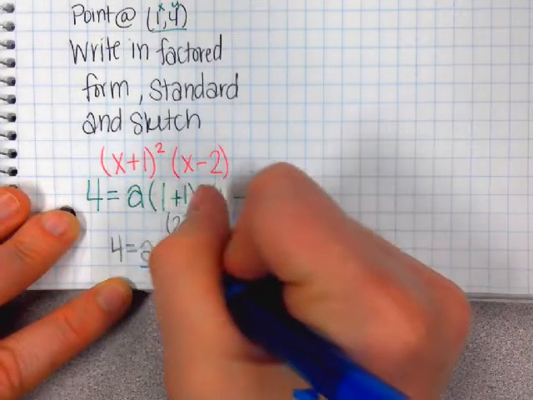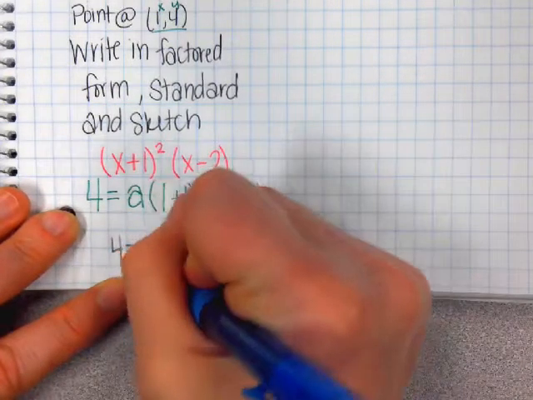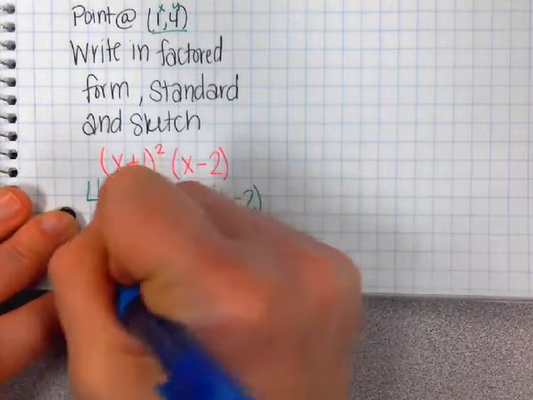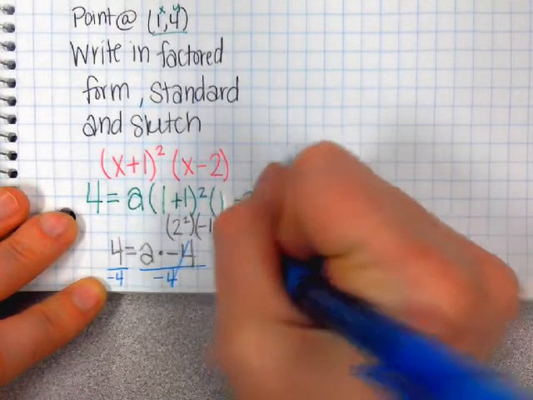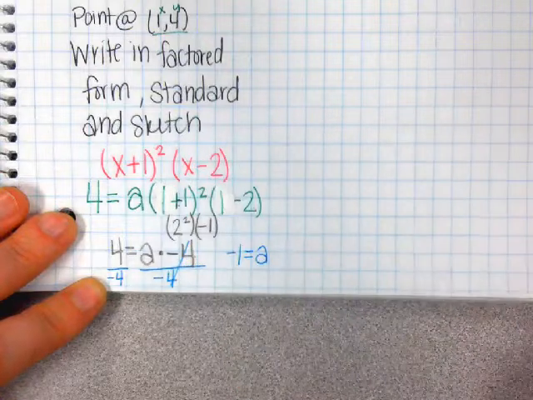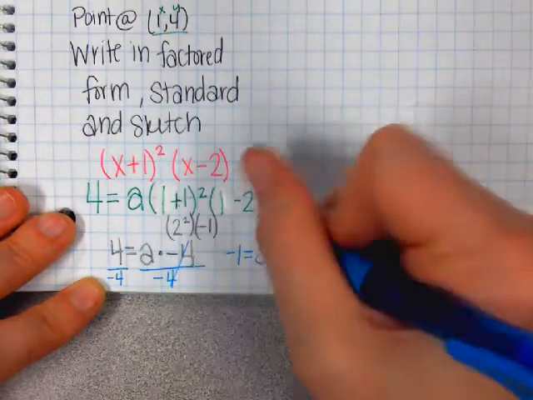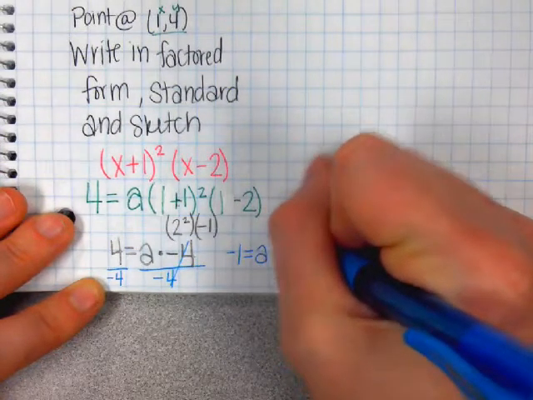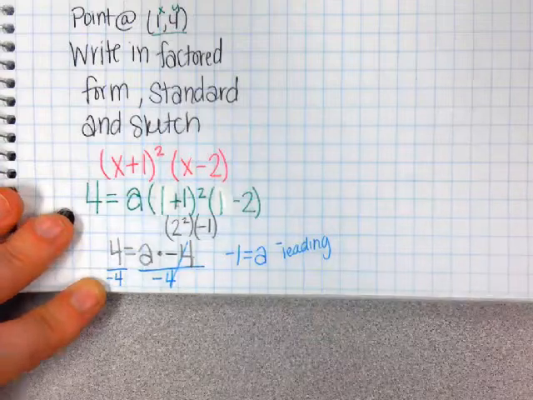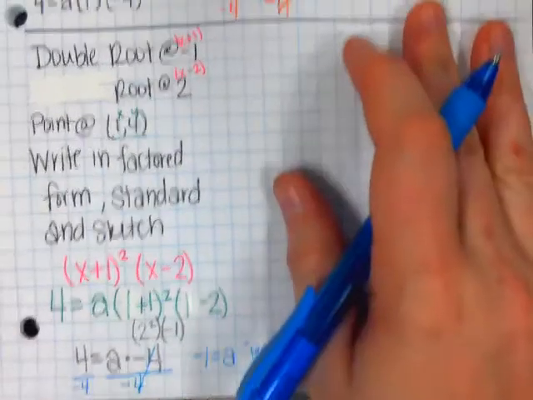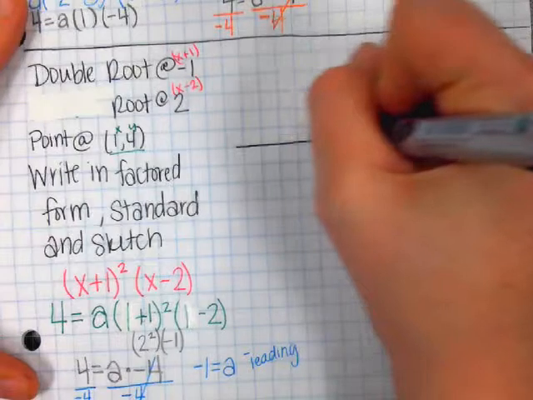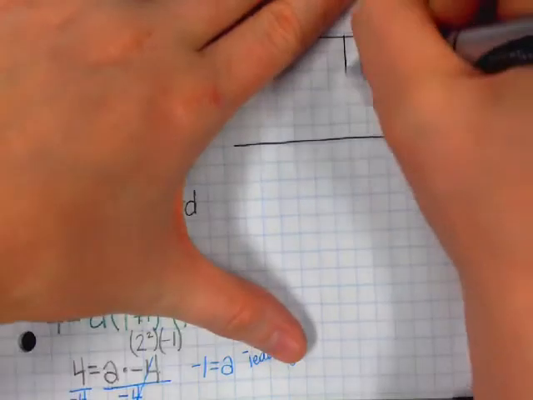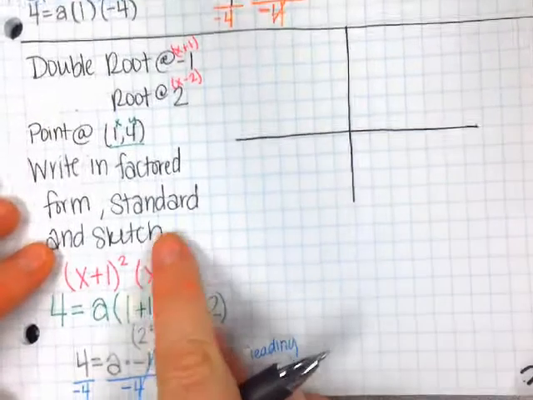This one happens to be exactly the same. Didn't mean to do that, sorry. So now instead of multiplying by -4, I'm going to divide by -4. So -1 is our a value again. So it's a negative leading coefficient. Okay, we're going to go ahead and sketch this.